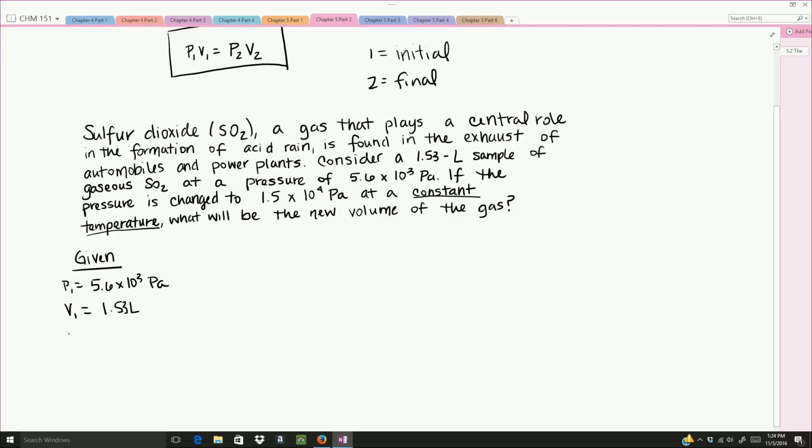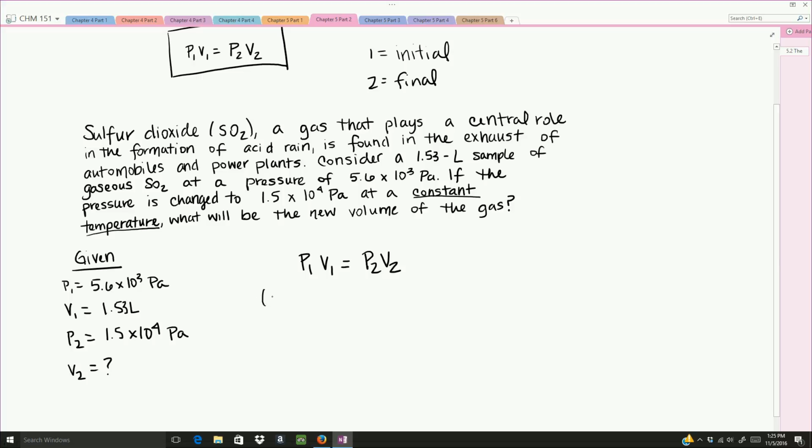Then we have a pressure that it changes to. That's our P2, and it changes to 1.5 times 10 to the fourth Pascal. It asks what will be the new volume of the gas, so V2, we don't know. We have to solve for that. So we use our Boyle's law equation, P1 V1 equals P2 V2, and we plug in our known variables.